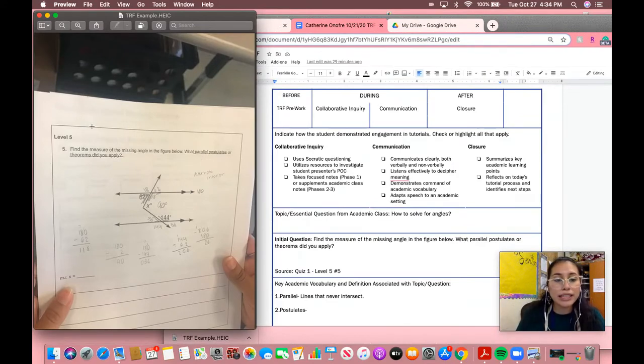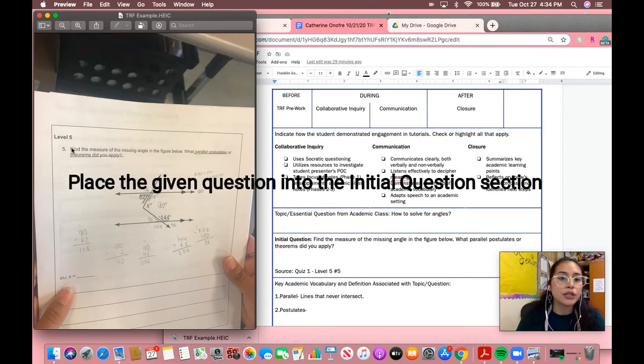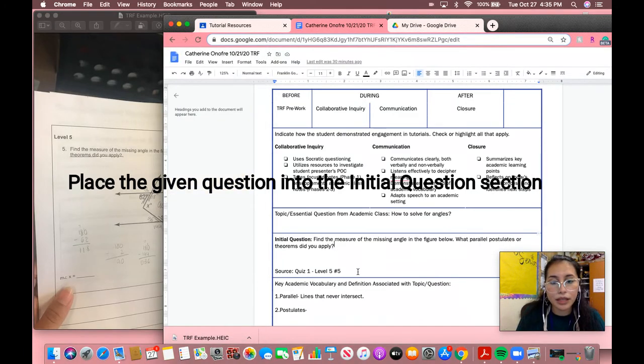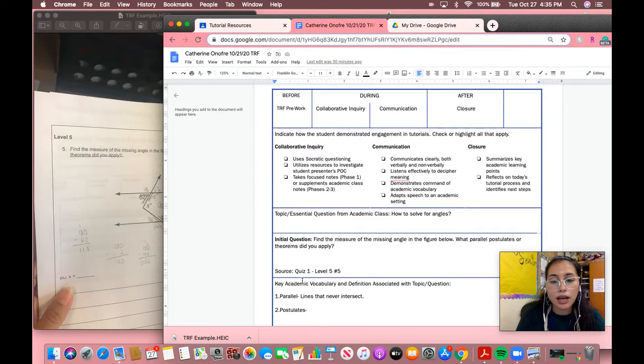So what we need to enter into the initial question is the written portion of the question. So it says, find the measure of the missing angle in the figure below. What parallel postulates or theorems did you apply? You would literally copy and paste that here. Where did we get it? What is the source? It is quiz 1, level 5, number 5. We put the source because our peers are learning the same things and they may have the notes or the assignment with them and they can help you out.